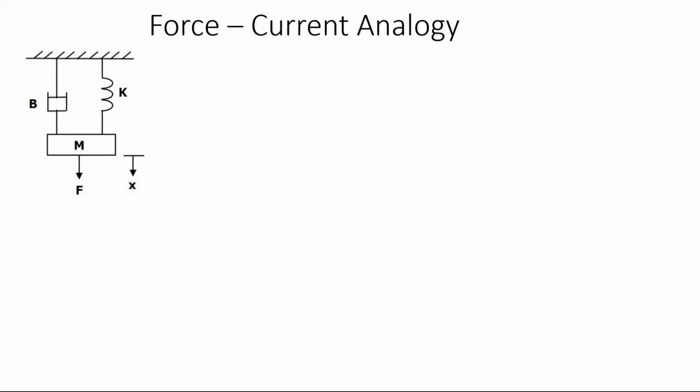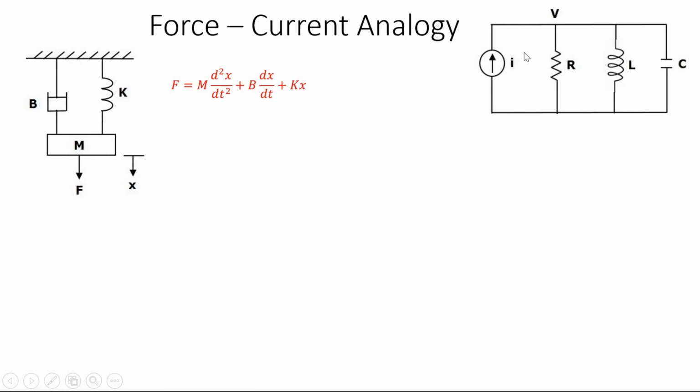Next is the force-current analogy. For that, consider the same mechanical system and the equation. Consider a parallel circuit with current as input I, and we can apply KCL here. The total current I is equal to the current through R, plus the current through L, plus the current through C. The node voltage is V. The current through R is V by R, the current through L is 1 by L integral V dt, and the current through C is C dV by dt.